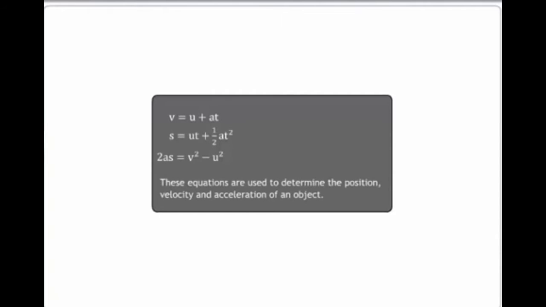v is equal to u plus at. s is equal to ut plus half at squared. 2as is equal to v squared minus u squared. These equations are used to determine the position, velocity, and acceleration of an object. We can derive these equations graphically.